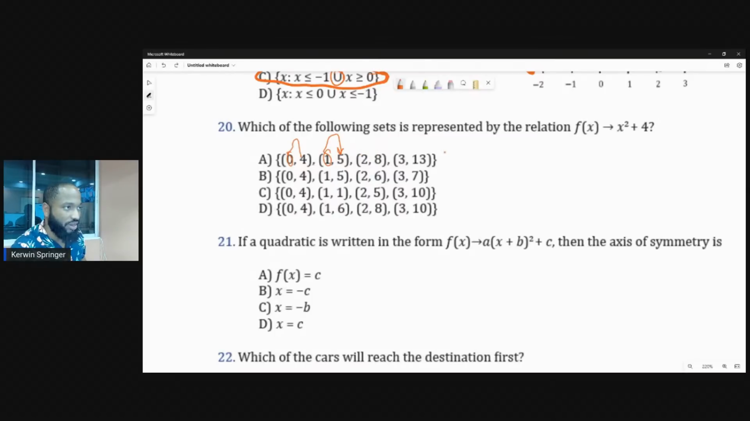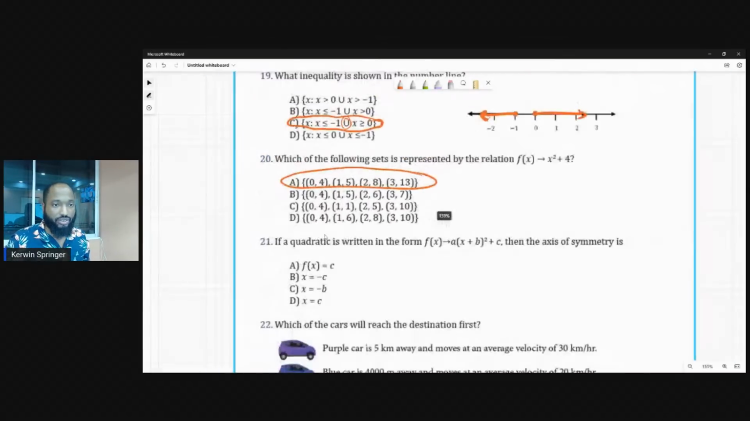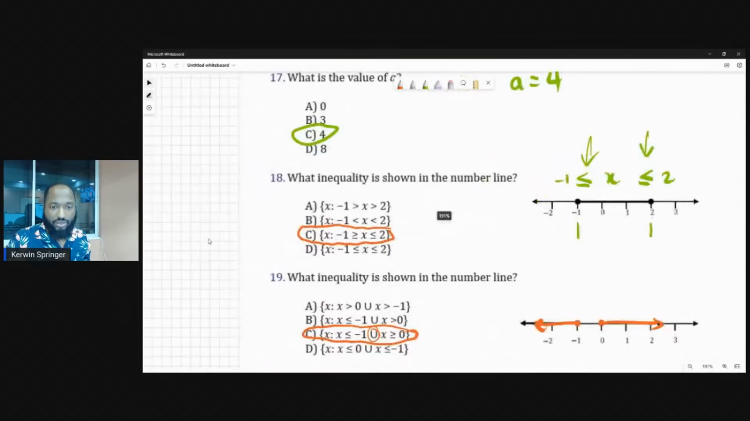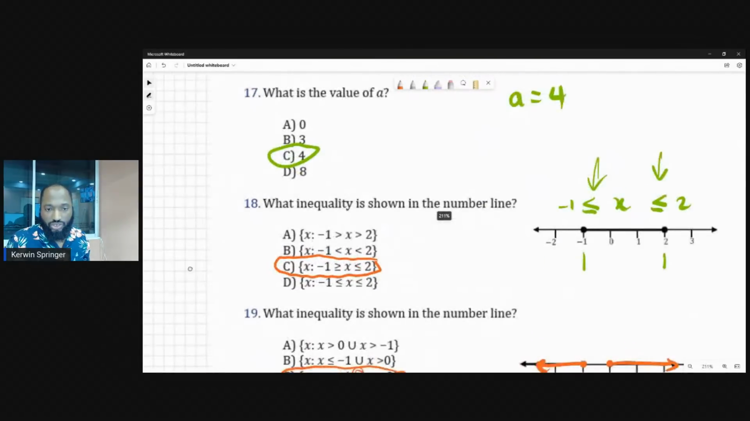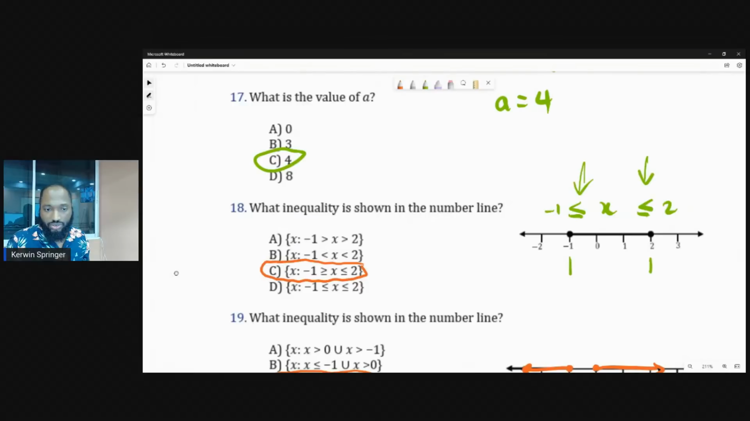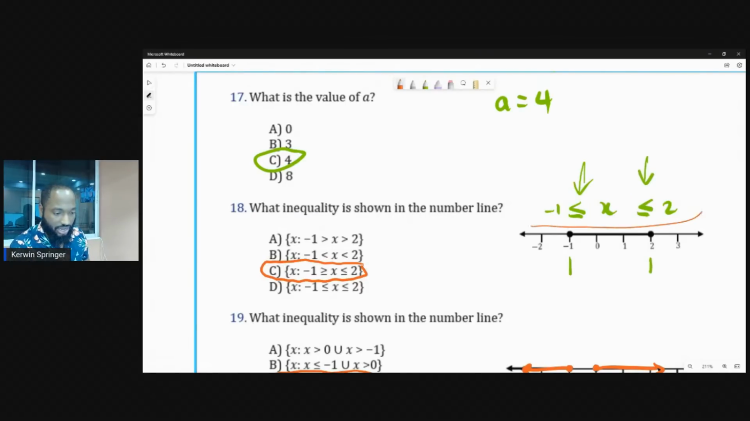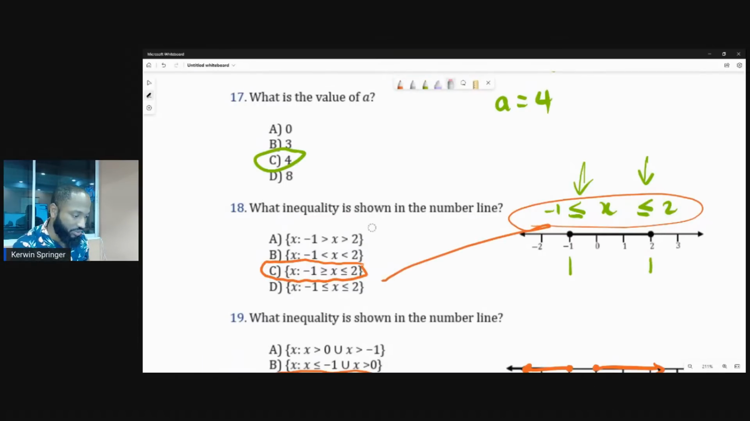They tell me to check over number 18. Maybe I made a mistake in number 18. Let me check it over. Oh, geez. Look what I have here. And when I came to select the answer, I selected the wrong thing. My bad. The arrow should point this way.